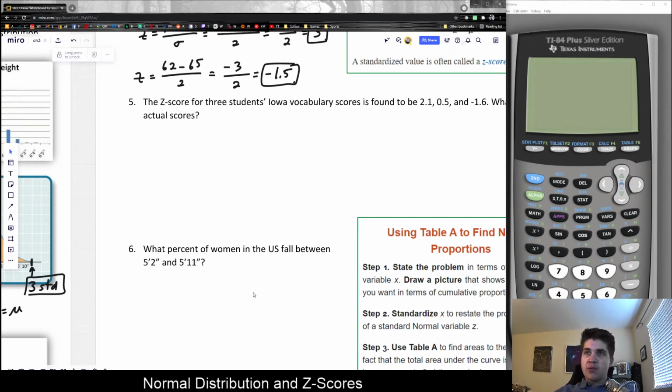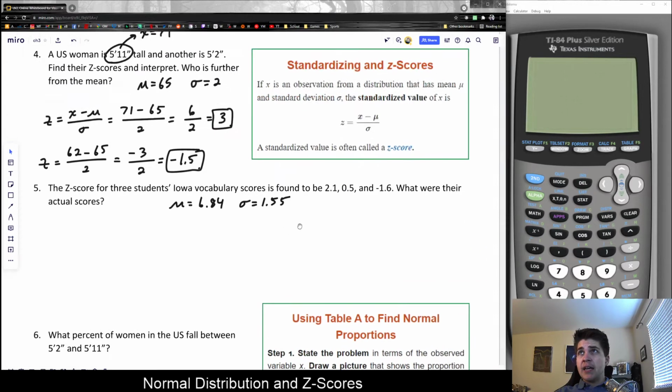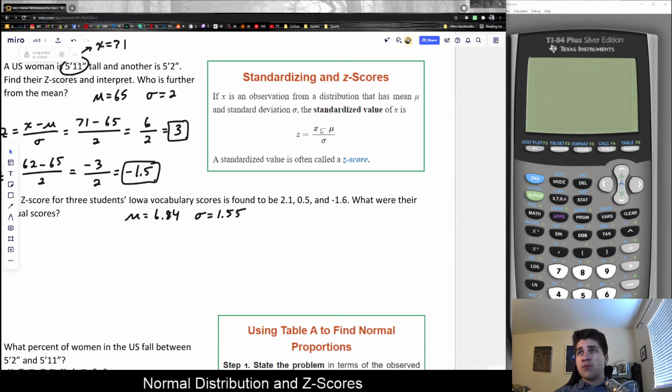So let's go ahead and write that down. Mu was 6.84 and the standard deviation was 1.55. And if we have z-scores, that's really all we need. And what you can remember about this formula is that what we're trying to figure out is what is x? What are the original scores? Because these things right here are z's in this formula.